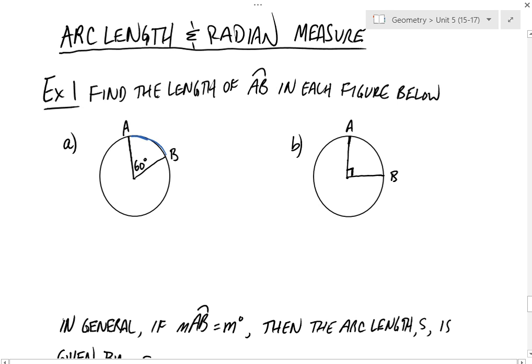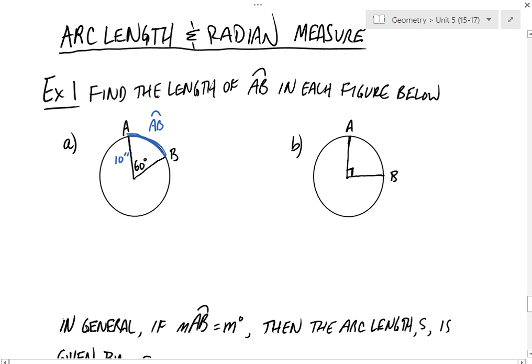We have to be given the radius, so let's say that this first radius is 10 inches. And so we want to figure out how many inches it is if I walk from point A to point B or vice versa. So what we need to realize is that arc AB is just a piece of the whole circumference of the circle.